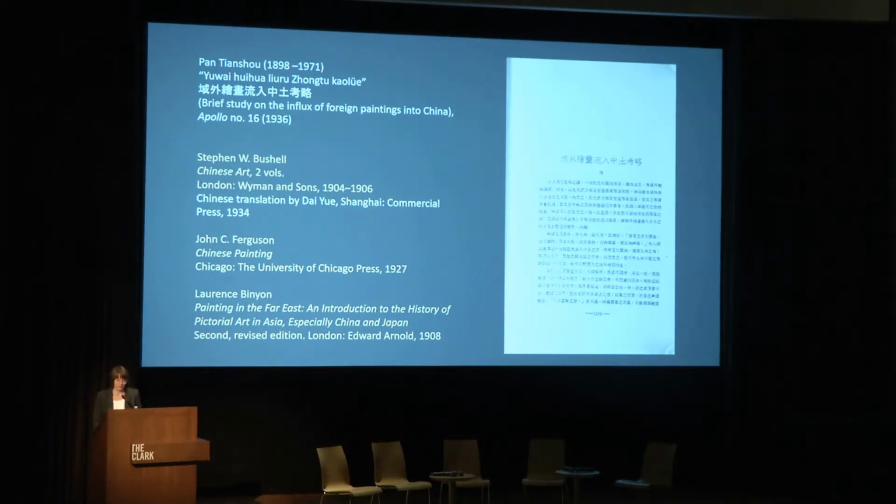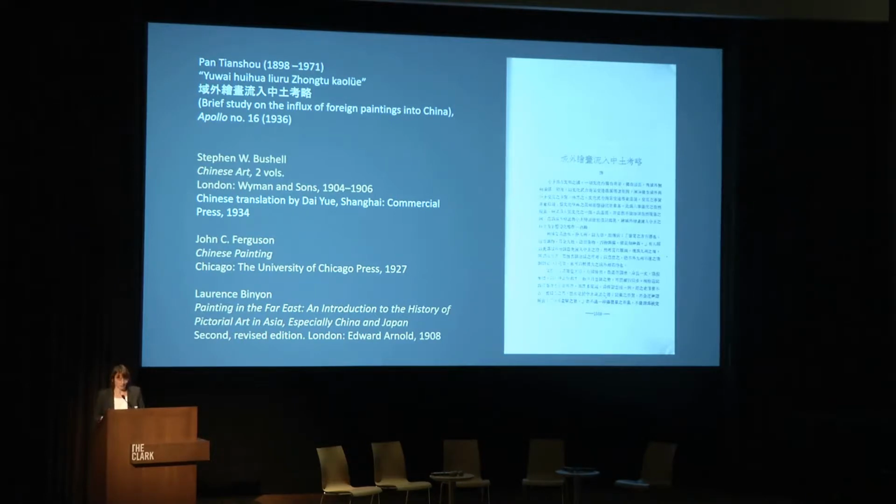Pan Tianshou also cites Western authors, but he cites the works of specialized overviews on Chinese art or painting that represent the state of the field in the early 20th century, like Stephen Bushell, John C. Ferguson, and Lawrence Binyon. And all these authors express their sympathy for Chinese aesthetics, and they try to convey these Chinese views of Chinese art to the Western audiences to some degree. Pan Tianshou then concludes by citing Lawrence Binyon's opinion that Eastern and Western art should each retain their characteristics, and Pan Tianshou himself adds that a synthesis of both would be detrimental to either of them.